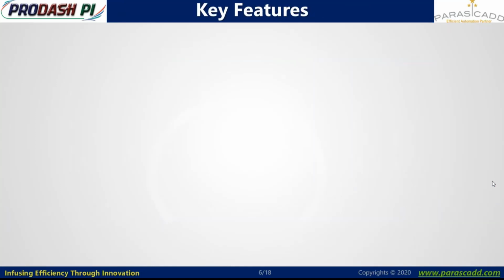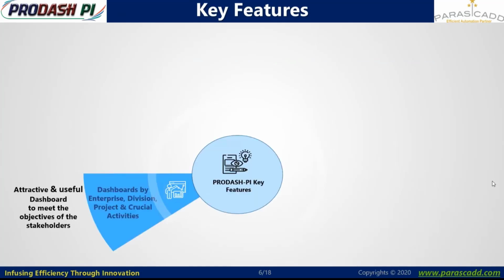So let us understand here the key features of the product, what is exactly available. PRODASH-PI displays the progresses in the form of dashboards, and dashboards are readily split into segments such as dashboards by enterprise, portfolio wise, division wise. Suppose the portfolio is divided into various segments, individual project wise, and other crucial activity wise, such as delay activities, time overrun activities, and so on.